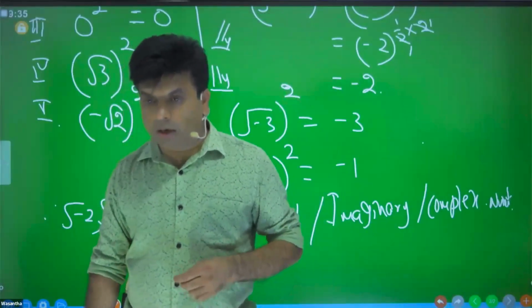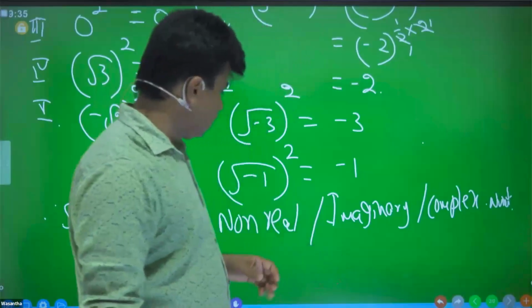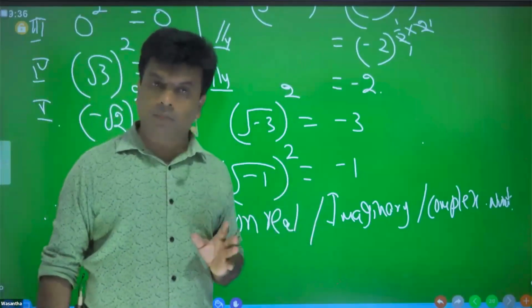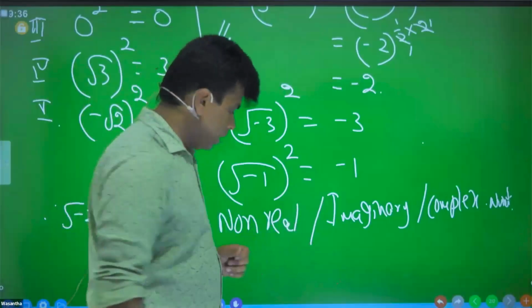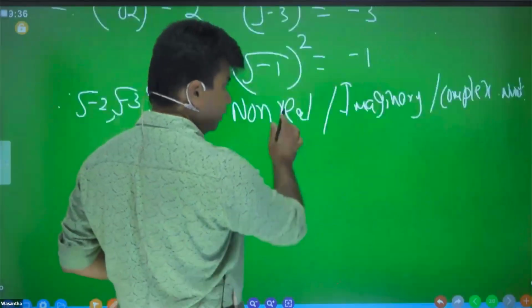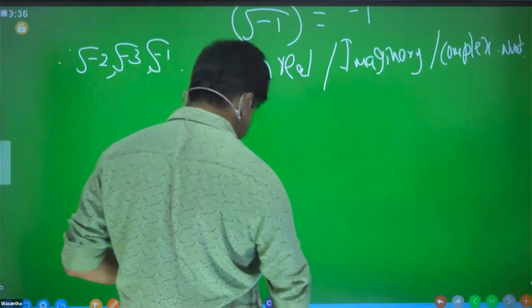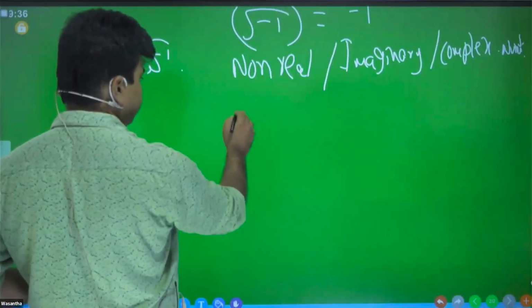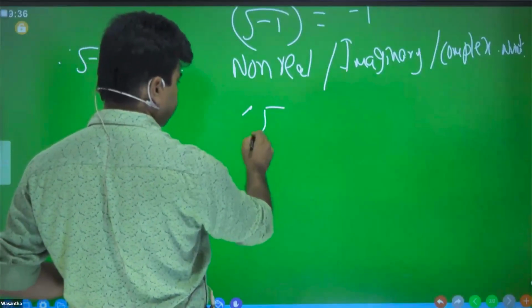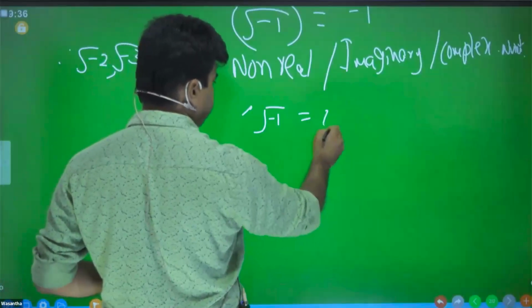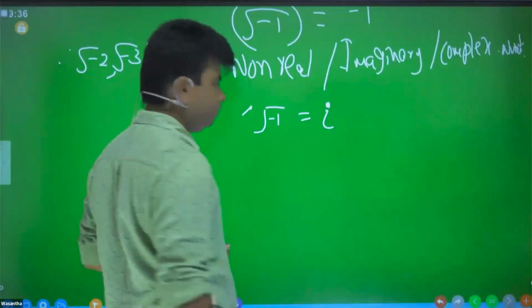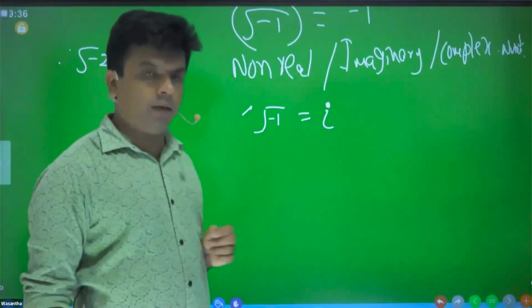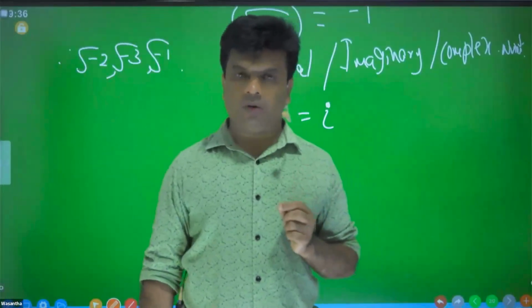Now, did you understand here? Especially non-real, imaginary, complex numbers, that's how we define them. Now, what I wanted to say here, especially when we go for these imaginary numbers: keep in mind that in imaginary numbers, the square root of -1 is denoted by i. That is the standard notation.